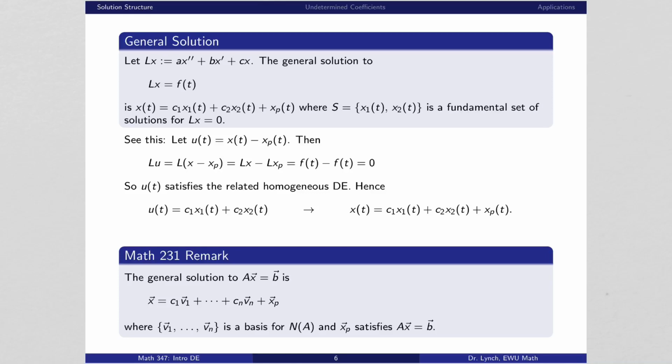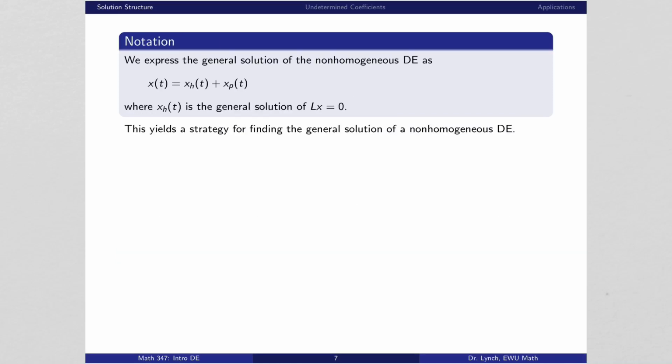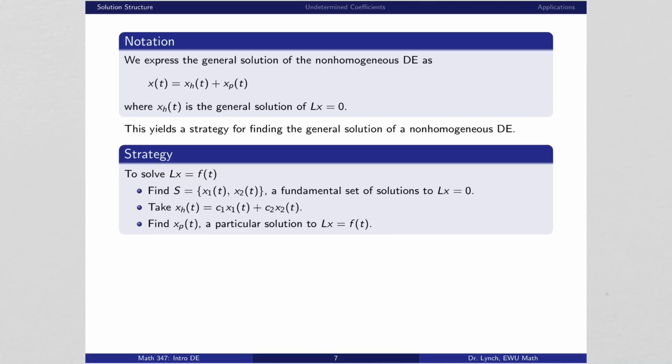So this is sort of the same idea here. In our case, the linear operator L has a two-dimensional null space, so that x1 and x2 are a basis for that null space. The good news here is that this gives us a strategy for finding the general solution of the non-homogeneous equation. And that strategy revolves around first solving the homogeneous equation. So the first thing we have to do to solve the non-homogeneous equation is find a fundamental set of solutions to the corresponding homogeneous equation.